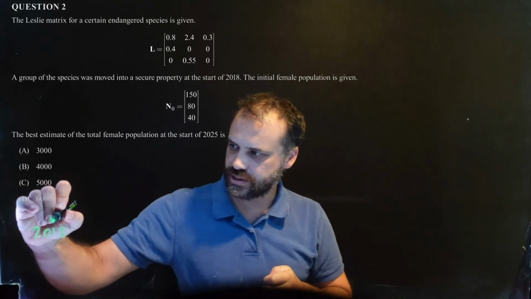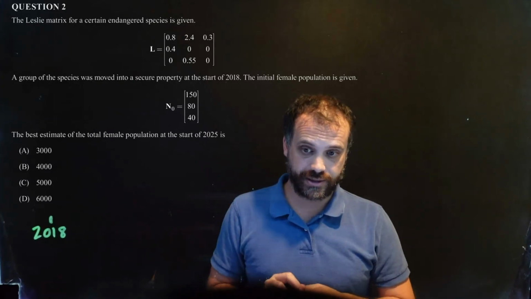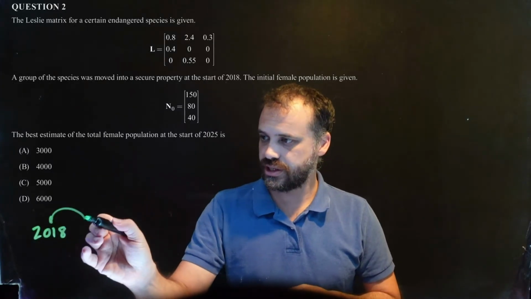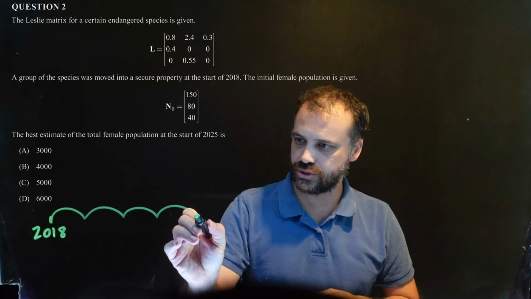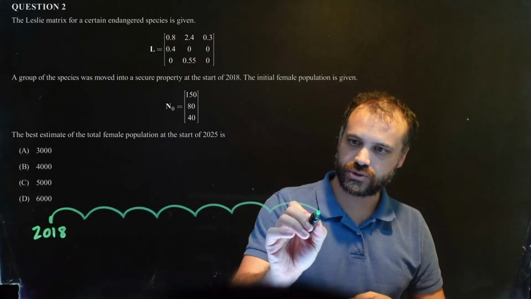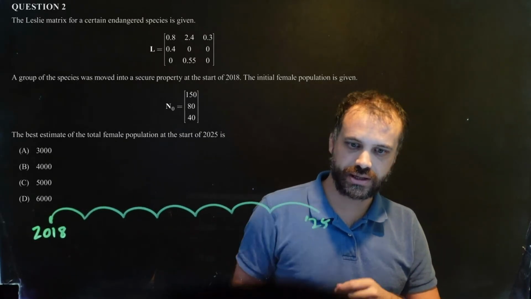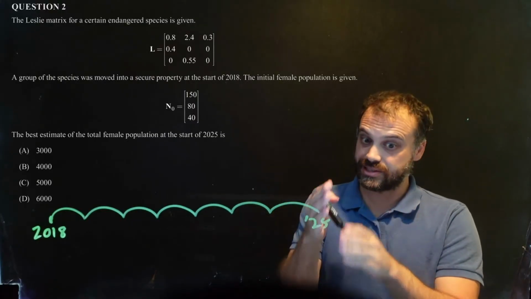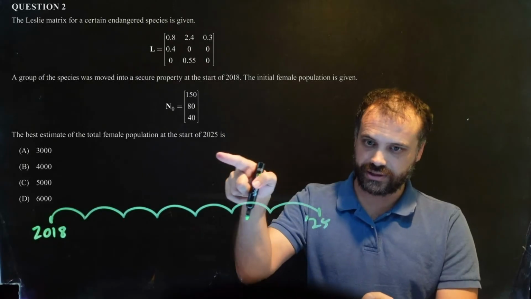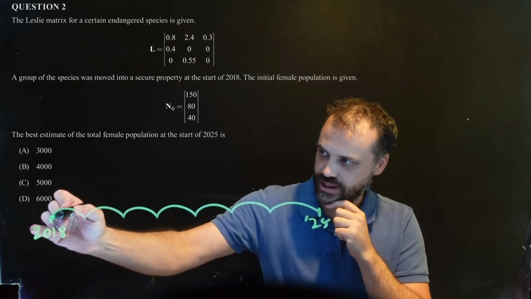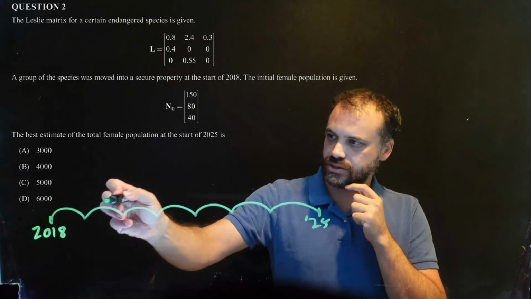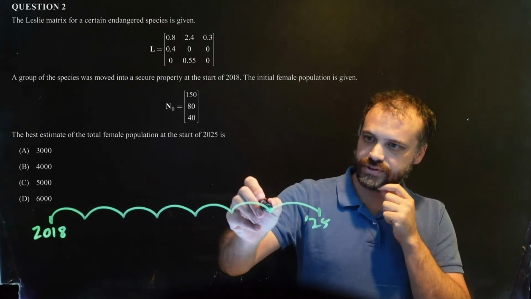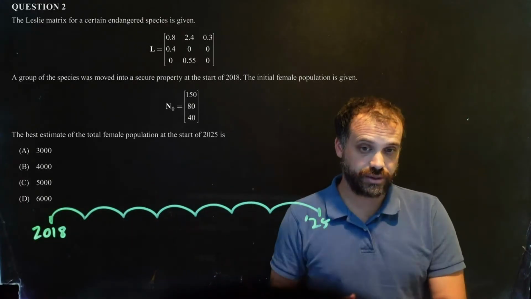All right, so this is the start of 2018. Let's go together. 2019, 2020, 21, 22, 23, 24, 25. All right, so there is 2025. How many jumps did I do to get to the start? Because it says very clearly the start of 2025, the start of 2018. 1, 2, 3, 4, 5, 6, 7. All right, there have been 7 jumps.